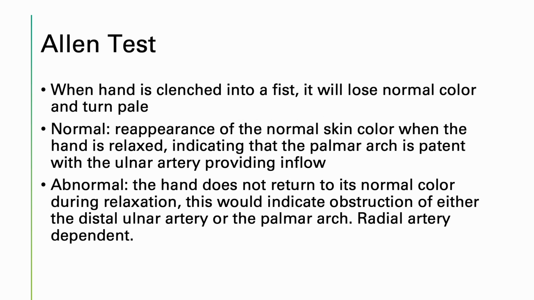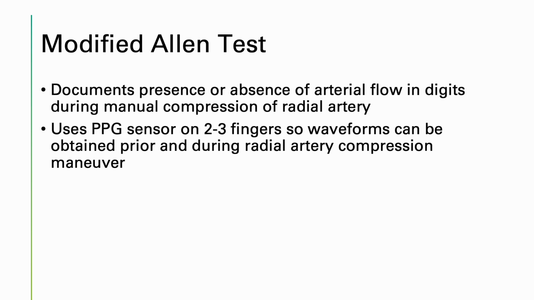When the hand is clenched into a fist, the hand should lose color and turn pale white. When the hand is relaxed, with you still pressing on the radial artery, the hand should come back to normal skin color. Now, this is a little bit hard to say what's normal, what's abnormal skin color. So what you can do instead of saying, oh, it was pale and it came back to normal color, because that's a little subjective, you can put the PPG, the light sensors that we use on toes and fingers, remember those on the little clips?